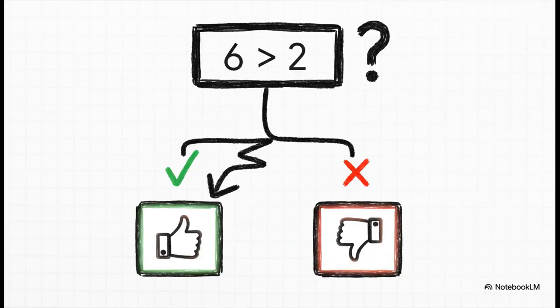Here, our condition is a is greater than b. So is 6 greater than 2? Yep, it sure is. That's true. So the code follows the true path and picks the very first thing after the question mark, which is the string yes. And that's what gets printed. So simple, right? So clean.